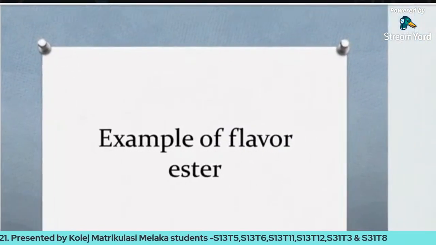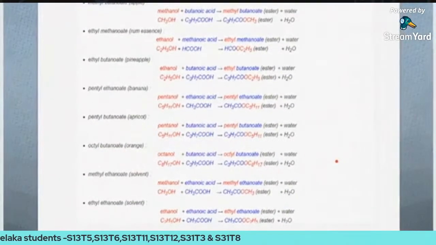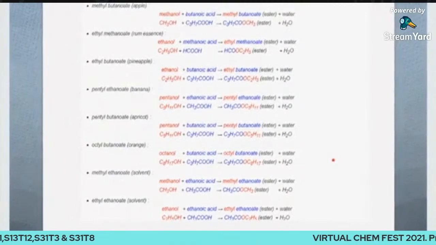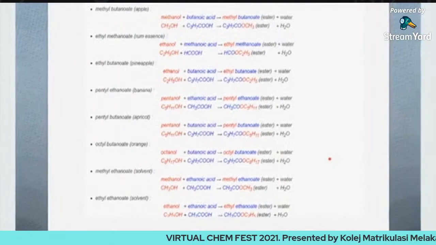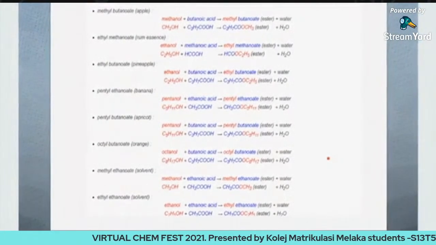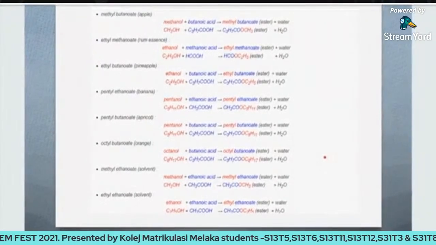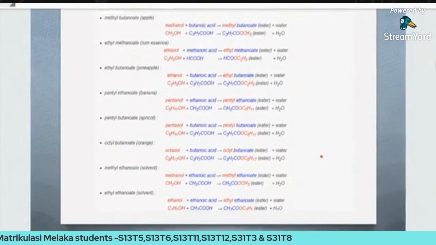Example of flavor ester. Here is the example of flavor ester. The first one is methyl butanoate, which is apple. You can see here, this is the equation of methyl butanoate. Just like the basic equation, so you can just read and remember this equation.